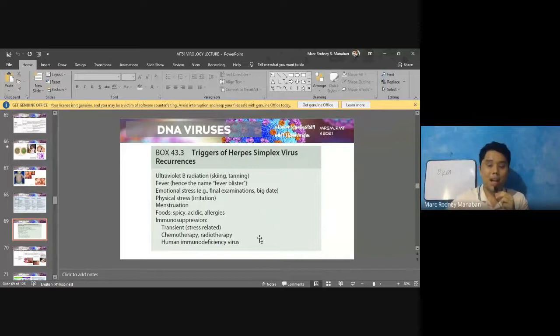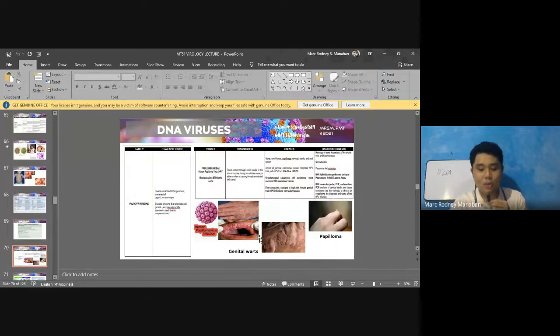Alright. Next, we go now to the Papovaviridae. And as I mentioned, your Papovaviridae is composed of two families. The old family before was Papovaviridae. Pero karon, gi-separate na siya into two families, the Papillomaviridae and the Polyomaviridae. Pero take note lang, ako na siyang gi-combine japon karon para easy ang life. Okay? So it's still under your Papovaviridae, alright, for this lecture.